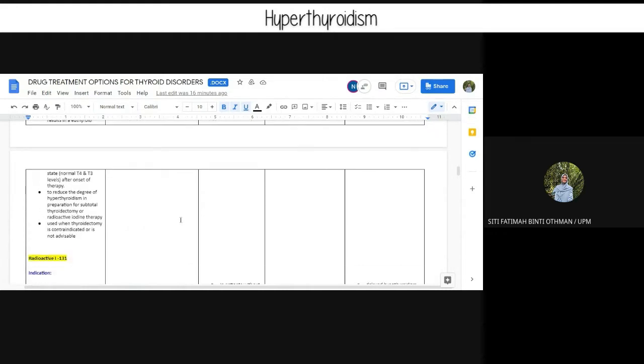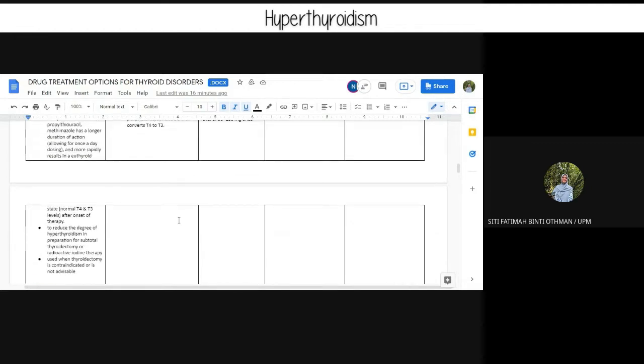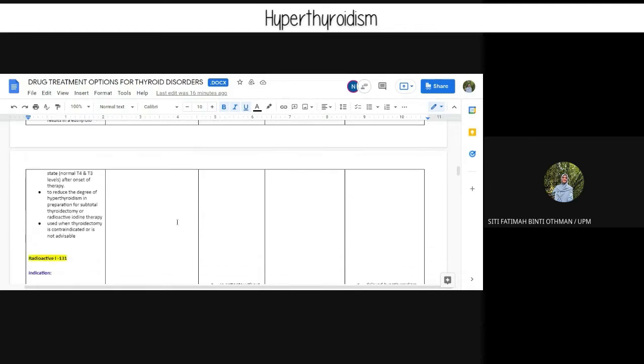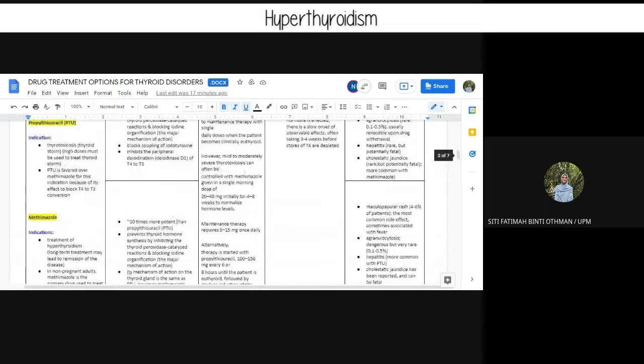Next, another indication for methimazole is to reduce the degree of hyperthyroidism in preparation for subtotal thyroidectomy or radioactive iodine therapy. It is used when thyroidectomy is contraindicated or is not advisable.